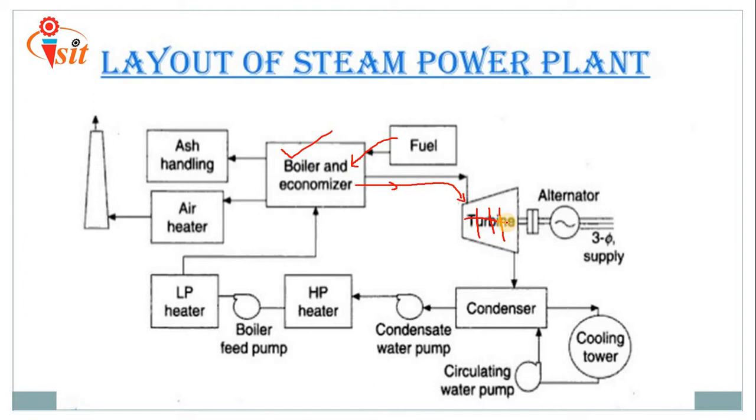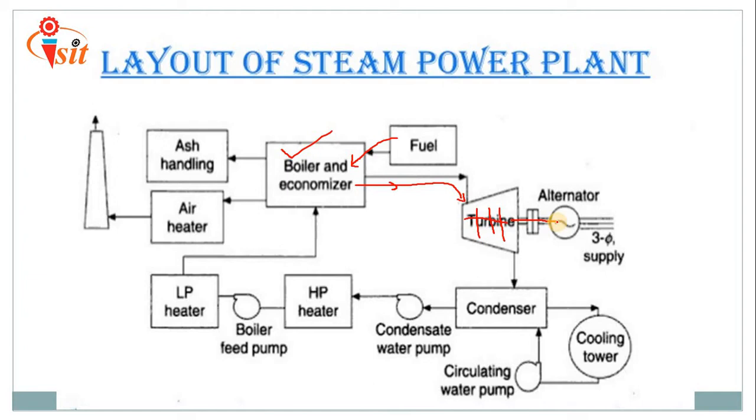And when the mechanical energy is produced in terms of shaft rotation, that shaft of the turbine is connected to the generator, that is nothing but the alternator. Then electricity is produced according to Faraday's law. When a current carrying conductor is kept in a magnetic field, it will experience a force, and voltage is produced and current is there. So that is the important thing.